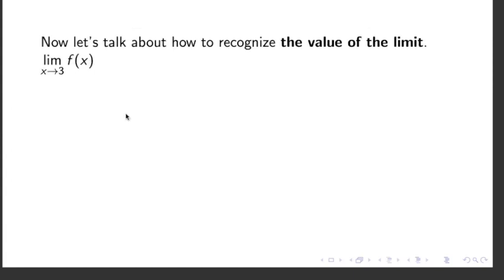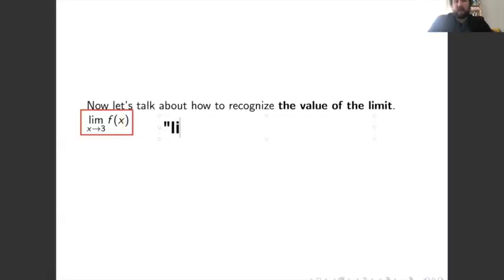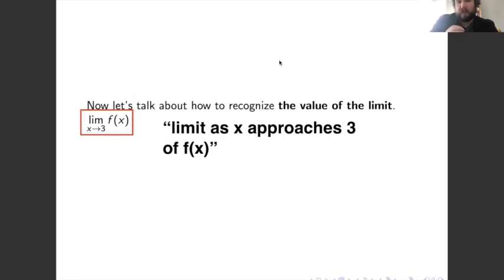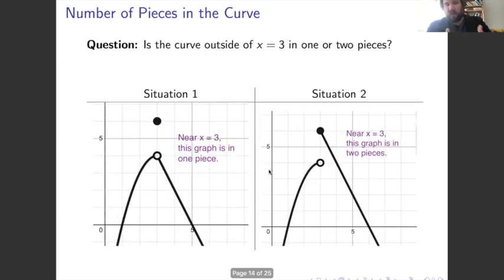Now let's talk about how to recognize the value of the limit. This is pronounced limit as x approaches 3 of f of x. What it means is something different than the function value. How can you tell the limit? There are basically two situations we can look at.